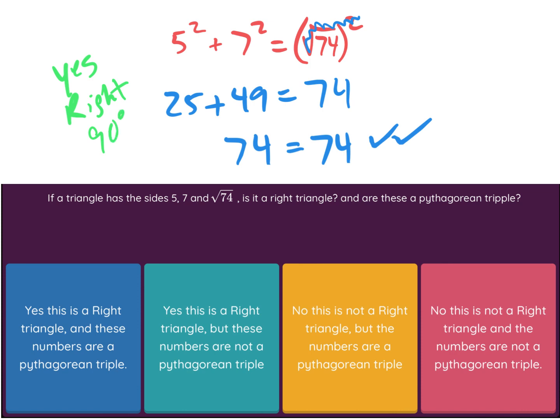Now, are these numbers 5, 7, and square root of 74 a Pythagorean triple? Heck no. Why not? Because of the square root. It says counting numbers. This is not a counting number. This is an irrational number, right? So if this were like a 3, 4, 5, yes, absolutely. But whenever you throw in a square root, it cannot be a Pythagorean triple, even if it is a 90-degree triangle, okay? Anyways, so yes, this is a right triangle, but these numbers are not a Pythagorean triple. That is your correct answer on this one.